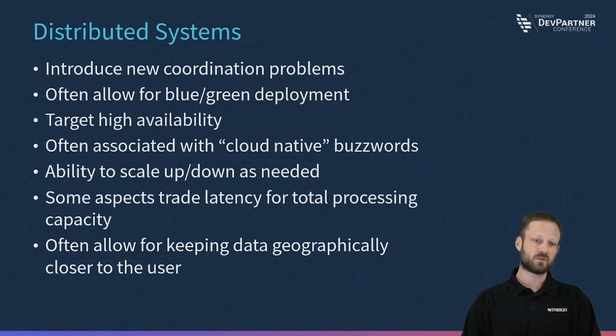Distributed systems also often allow for keeping data geographically closer to the user. So this is one of the ways that sometimes we can trade one kind of latency for another kind. If the user is making 100 requests to read a piece of data and we've reduced the latency on those reads, then they won't really notice that the one time they write a piece of data, the latency increased slightly. So there are a lot of trade-offs here as we're changing the shape of our application.